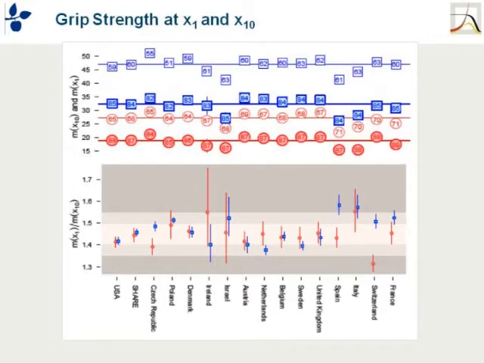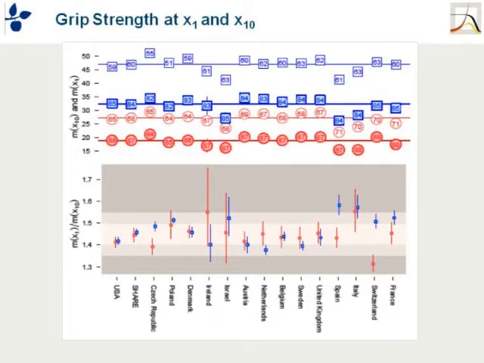If you look at the ratio of grip strength at X1 to grip strength at X10, how much grip strength you lose from the time your mortality hits 1% to the time your mortality hits 10%, how much higher it is when your mortality is 1% than when it's 10%. You can see, in the top part of the graph, men have much greater grip strength than women, even though they have higher mortality. So we have to correct for this.